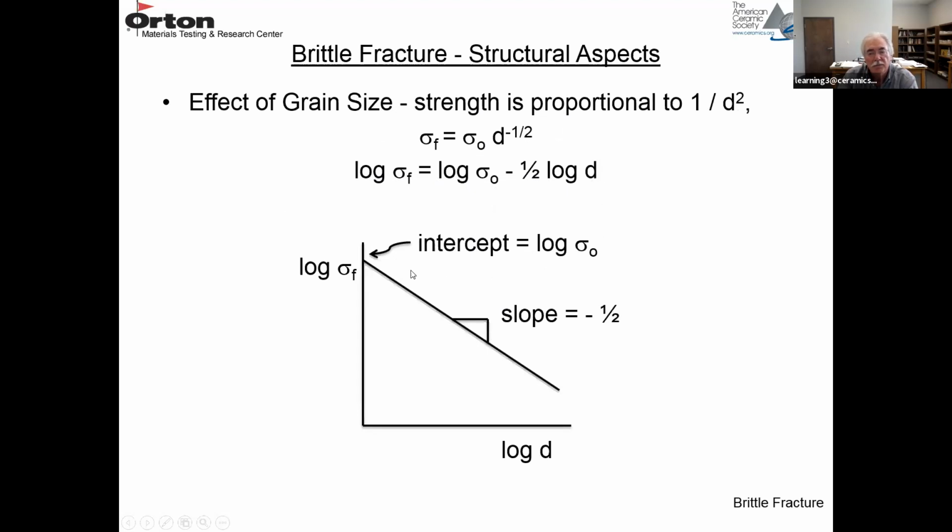So the intercept, if you do a log sigma f versus log d plot, basically plotting strength versus diameter, you get a straight line. The intercept is log of sigma 0, so you can calculate sigma 0. The slope is minus 1/2. And that's a typical relationship you'll see in a ceramic material or a refractory ceramic material. You get a slope of minus 1/2. So the bigger the grain size, the lower the strength.